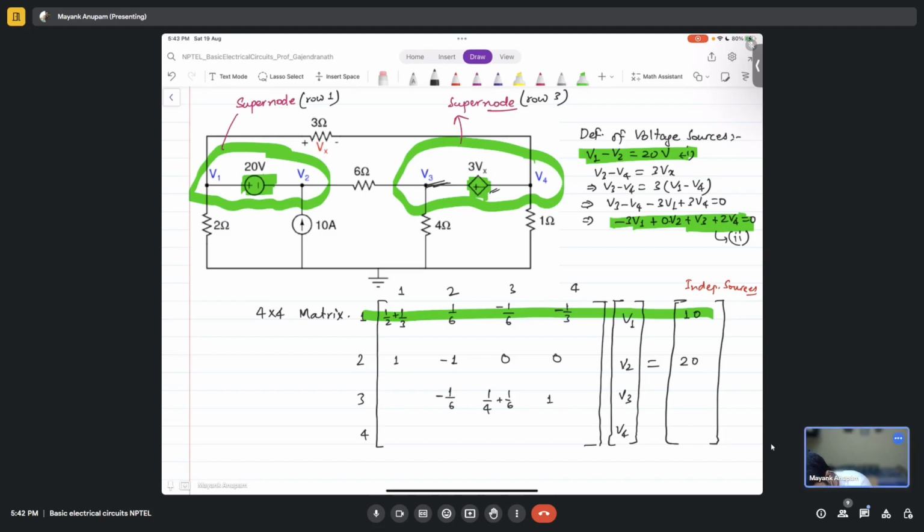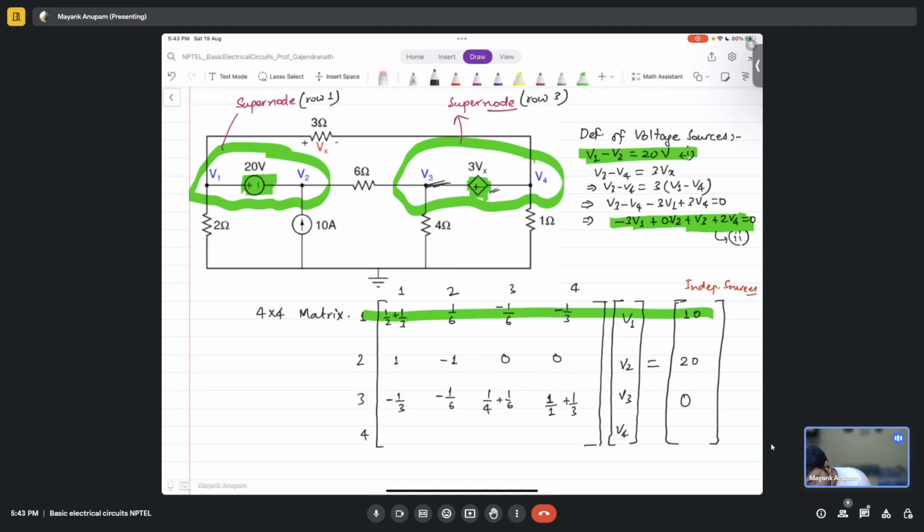It will be 1 over 1, plus 1 over 3, which corresponds to this one, right? And this 1 over 3 is between 1 and 4, so here I should have written minus 1 by 3. Correct? And this should be equal to what? Do I have an independent current source at the supernode which contains 3 and 4? No, so it should be 0, right?